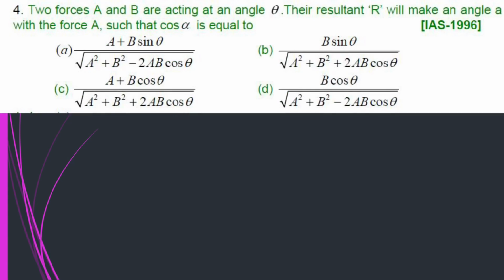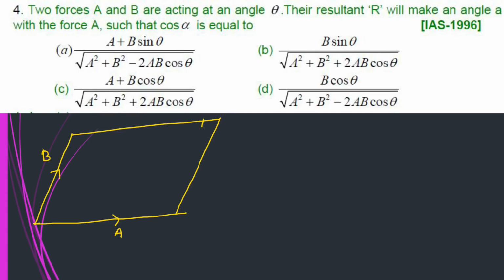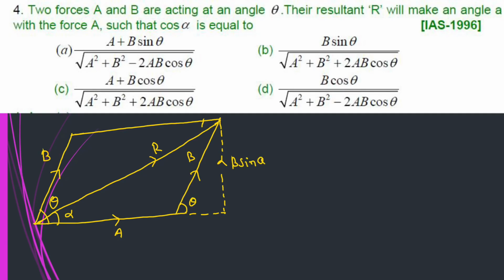Question is, two forces A and B acting at an angle theta, their resultant R will make an angle alpha such that cos alpha equals what value we have to calculate. Let the two forces be A and B, the angle is theta and their resultant is R. This angle is alpha. So here draw a perpendicular. This is also B. This angle is theta, so B sin theta here and B cos theta.